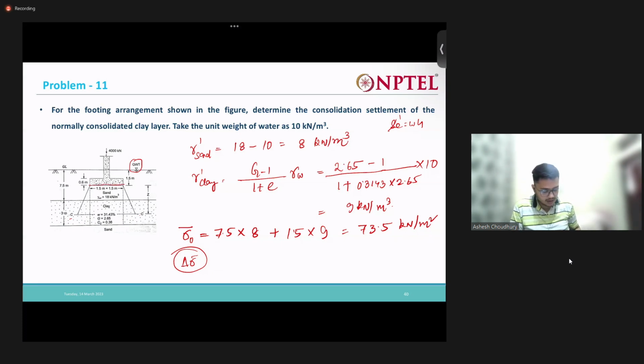It is nothing but 4000 divided by 1.5 into 1.5, that is 1777.78 kPa at this level. But at this level it will get distributed, right? The stress will get distributed. So we need to find the stress at a depth Z below. What is this depth Z from the figure?